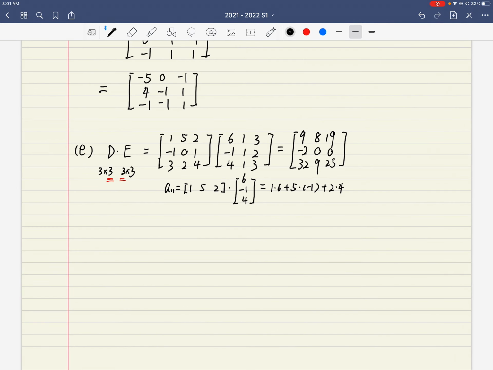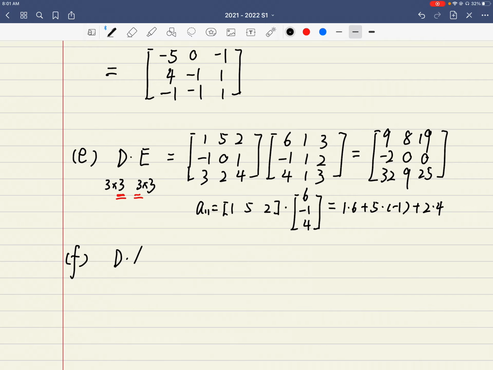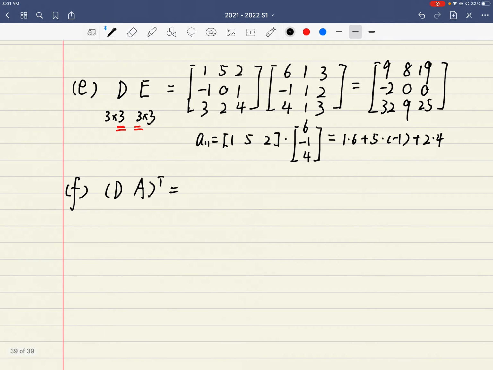So part F, D times A transpose, right? So again, first you have to make sure we can do the matrix product. Okay, I think the convention is that we don't write this dot. D is a 3 by 3 matrix, A is a 3 by 2 matrix. Here, the number of columns of the first matrix is equal to the number of rows of the second matrix, so you can do this, right? You can do this, then just do it.